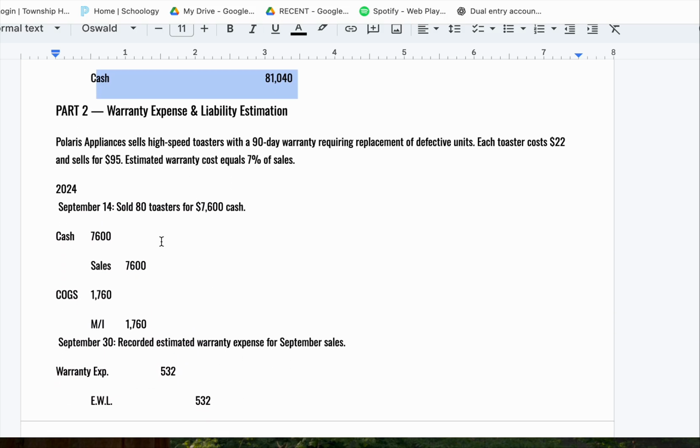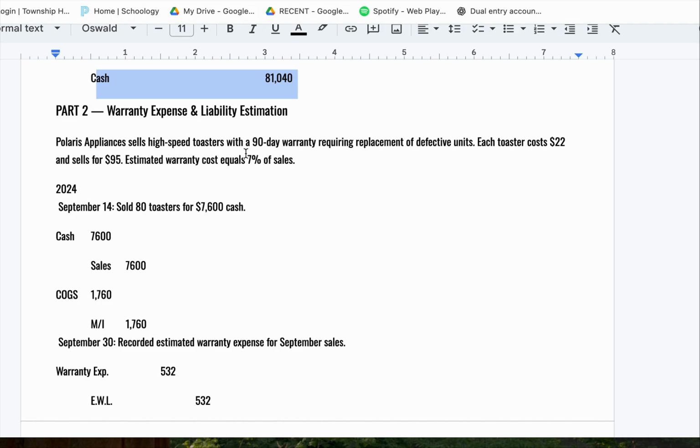Moving on to warranty expense and liability estimation. This is what do we do about the warranty on our sales.